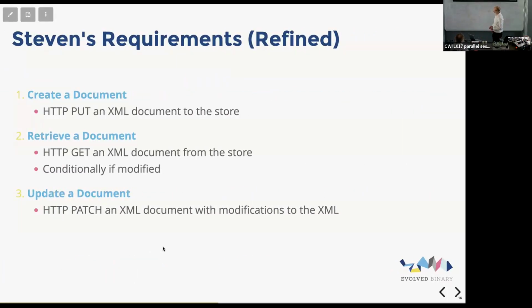So let's refine Stephen's requirements. He's got 3 requirements as far as I see. Create a document, HTTP POST, an XML document to the store. Retrieve a document, it's a GET. And I've dropped the HEAD requirement because I've said we can conditionally GET a document depending on if it's modified. So that's just a bit less that we need to build. And then I've used PATCH for updating a document. And we can look at how some of these work.